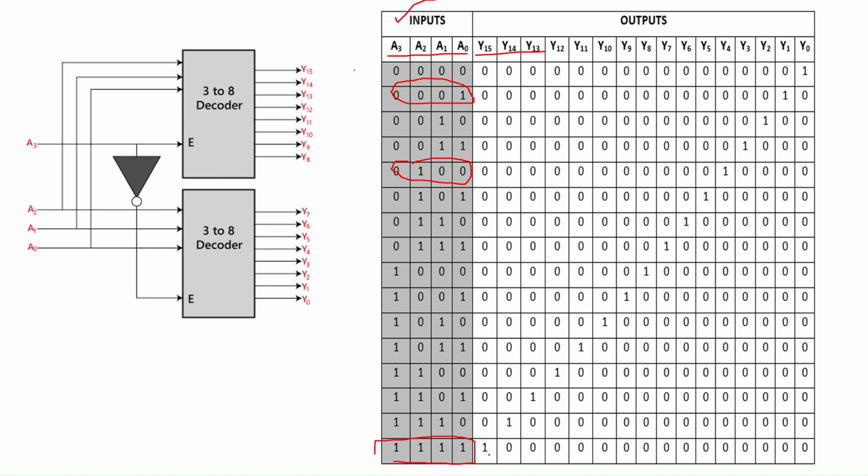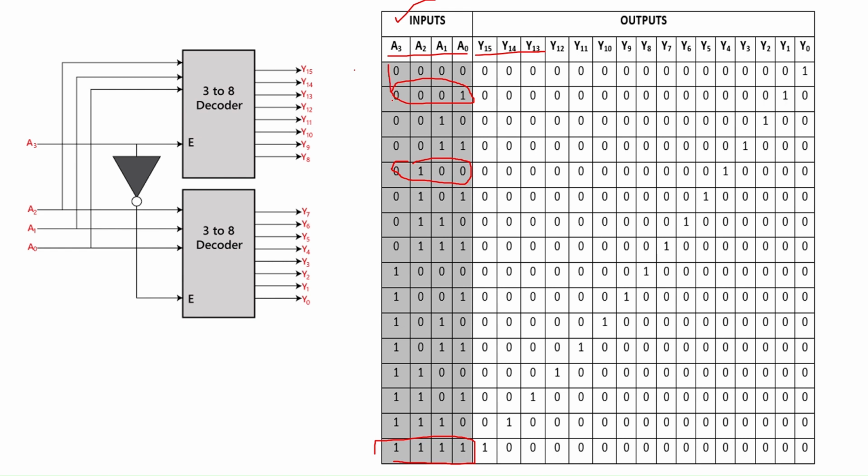Now we have to convert. By using this truth table, we need to generate the 4 to 16 line decoder using 3 to 8 decoders. Since a 3 to 8 decoder has 3 inputs only, let us give a0, a1 and a2 as inputs for both the 3 to 8 decoders. This a3 bit is used as an enable. We have already seen that only when the enable input is 1, the decoder will operate. In the other case, the decoder won't operate.